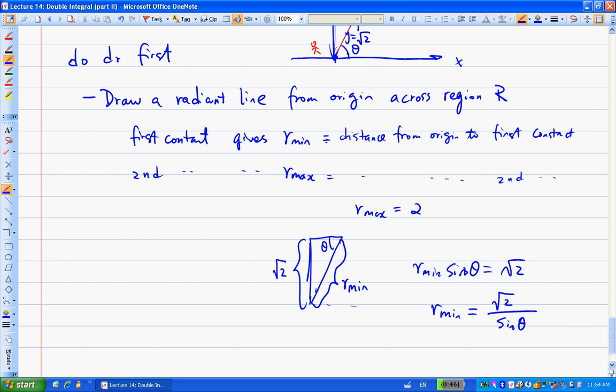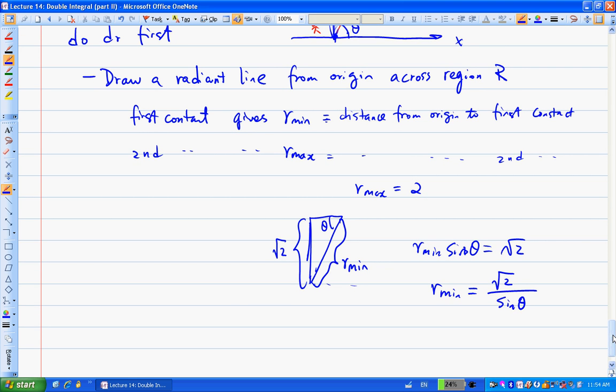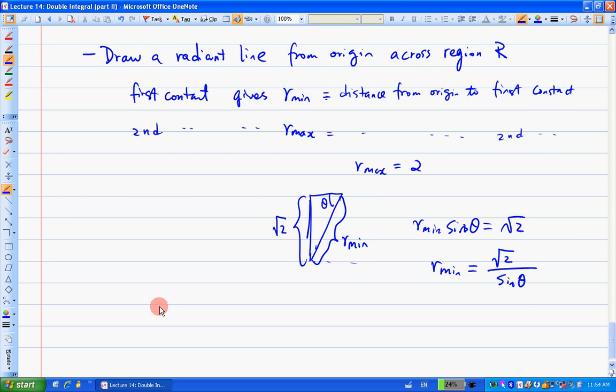That's perfect, because that's what we need. We don't want r min in terms of x. We don't want r min in terms of y or anything else, because we're using polar coordinates r and theta, so that's great. Okay, so that's r min now, right? And this is basically drawing a reading line across this region R, from the first contact and the second contact point, from r min to r max.